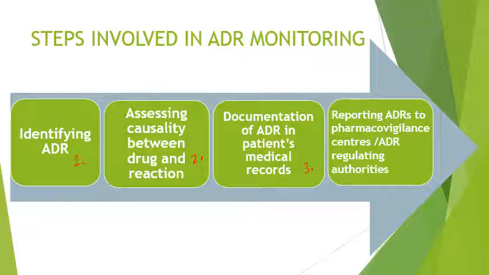Now after this step, he can move on to the next step, that is reporting ADR to pharmacovigilance centers and ADR regulating authorities. Each and every hospital does not necessarily have an ADR monitoring center, but generally the tertiary hospitals, which are large hospitals, have these ADR monitoring centers. Now, talking about the Indian scenario, PVPI, that is Pharmacovigilance Program of India, has established zonal offices, and in these zonal offices, you can easily go and report these ADRs.